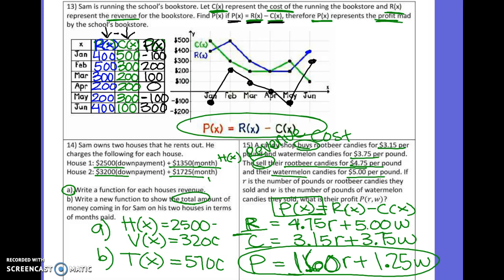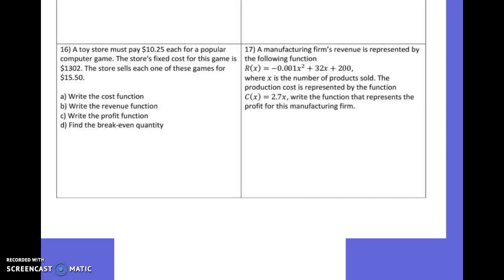A toy store must pay $10.25 for each popular computer game. The store's fixed cost for this game is $13.02. So notice they've got to pay this for each game, and so this is a cost, and it's going to cost them this much. Fixed cost means they pay that one time. And right here it says write the cost function. So I'm going to use those numbers. Notice the next thing it says is how much they're going to sell them for each game.